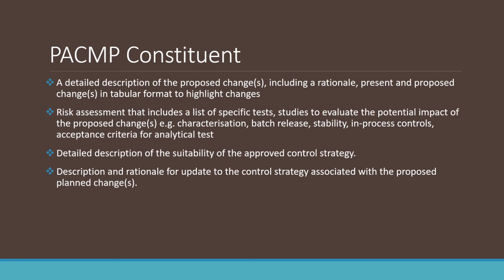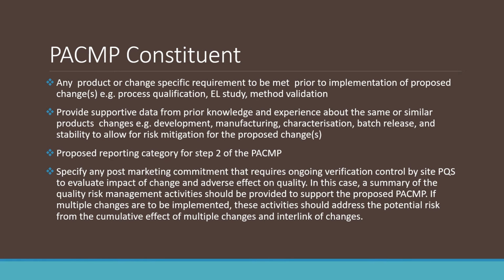Description and the rationale for update to the control strategy associated with the proposed plan change. Any product or change specific requirement to be met prior to implementation of proposed changes, such as process qualification, extractable leachable studies, method validation. Provide supportive data from prior knowledge and experience about the same or similar product changes. For example, this data or prior knowledge can be from development, manufacturing, characterization, batch release, and stability to allow for the risk mitigation for the proposed change.